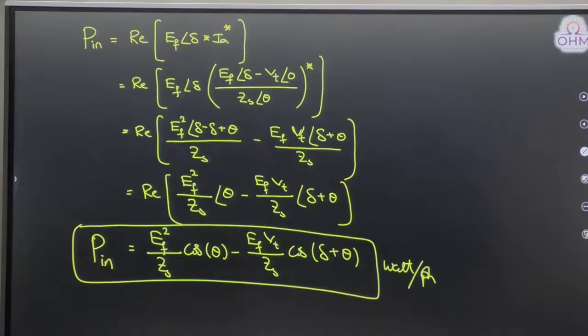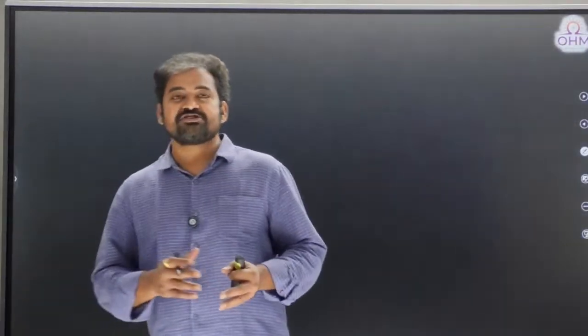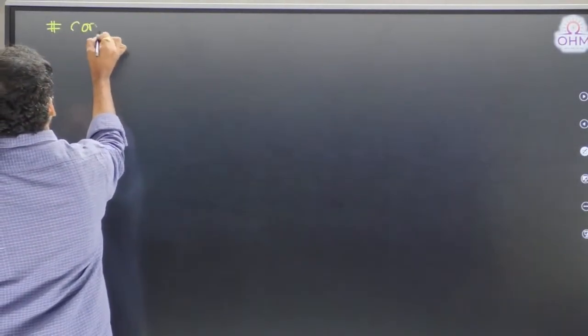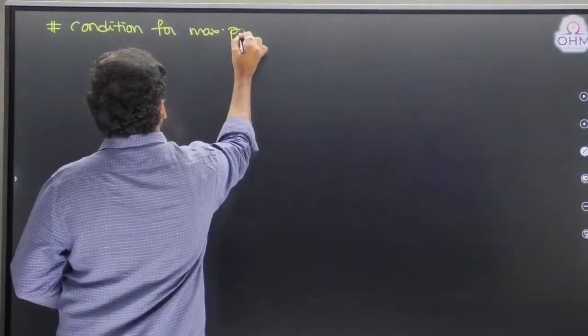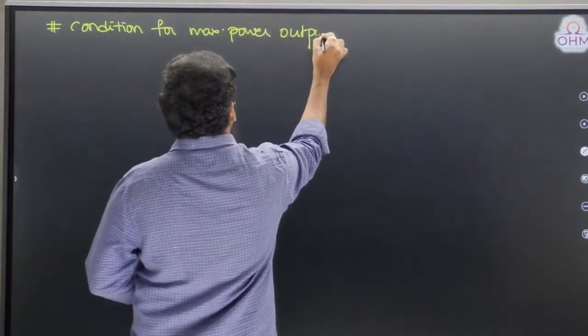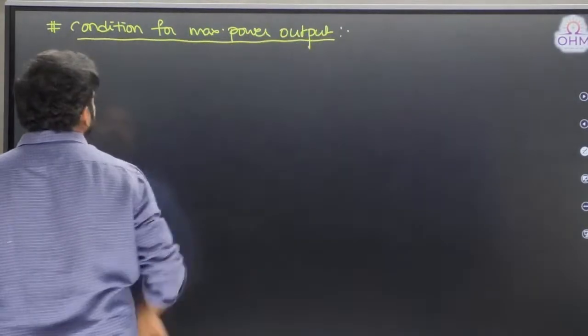Okay, so these are the power flow equations. Now what we will try to do is calculate the condition for maximum power values. Yes, condition for maximum power, and we will develop two conditions. One is the condition for maximum active power and the second one is the condition for maximum reactive power. Condition for maximum power output.